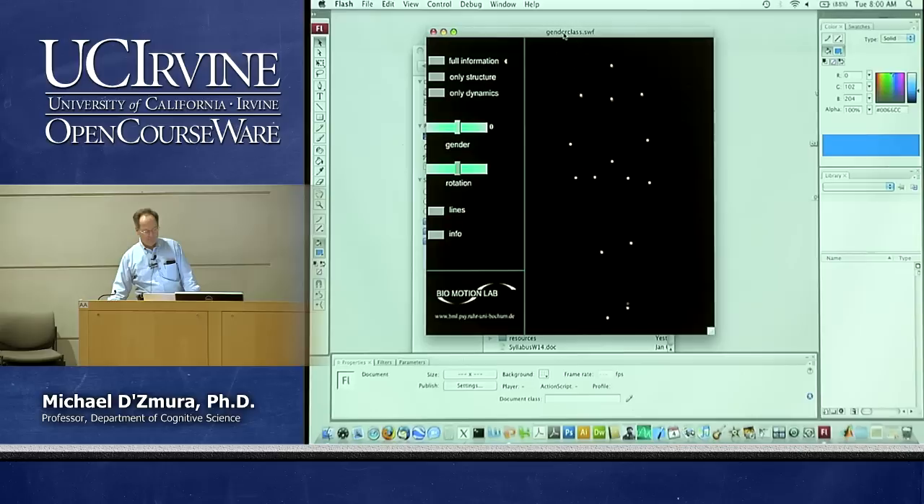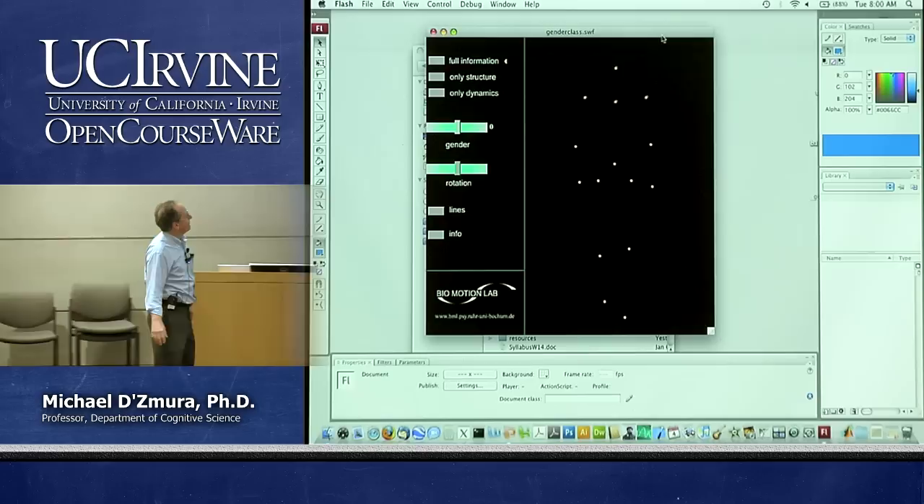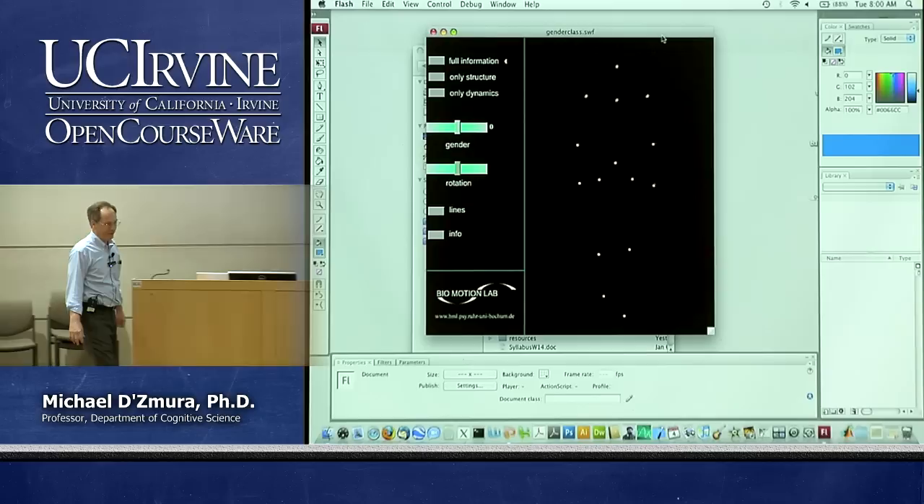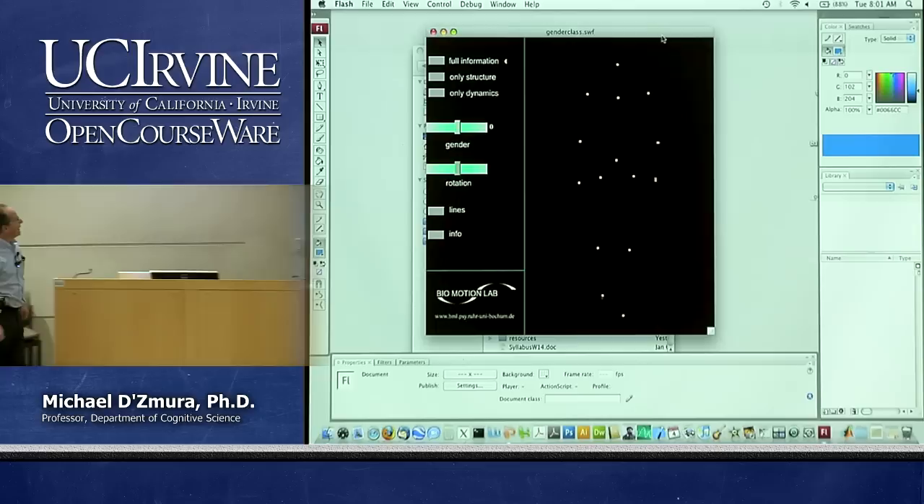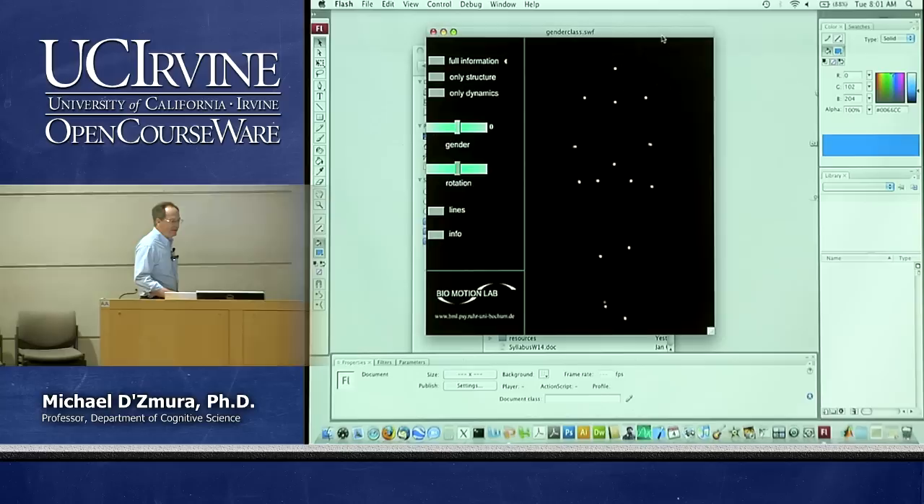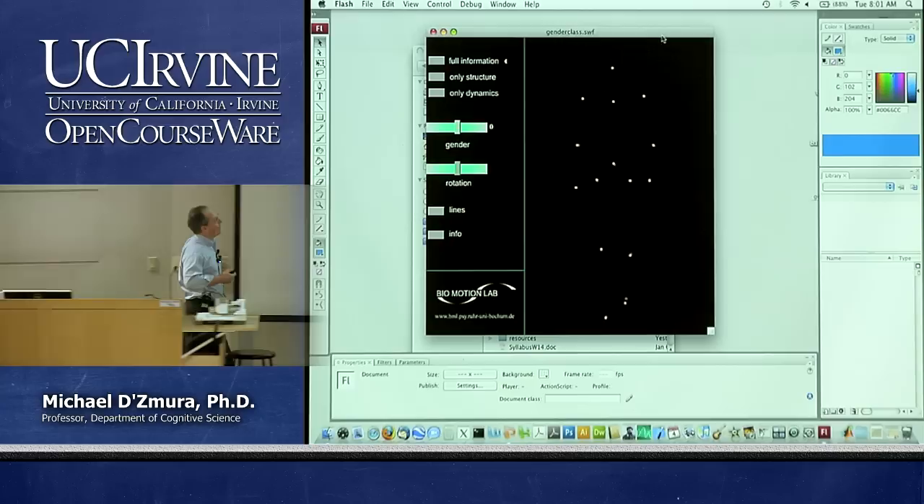Did anybody follow this link from the lecture notes? This is actually a very fun thing. What we've got is one of these Gunnar Johansson point light walkers. And you can see that we now have sort of a computer simulation of a person walking in a dark room who has little lights attached to all of the joints. And I think you'll agree that it is almost automatic the way that we perceive there to be a person causing the motions of those lights.